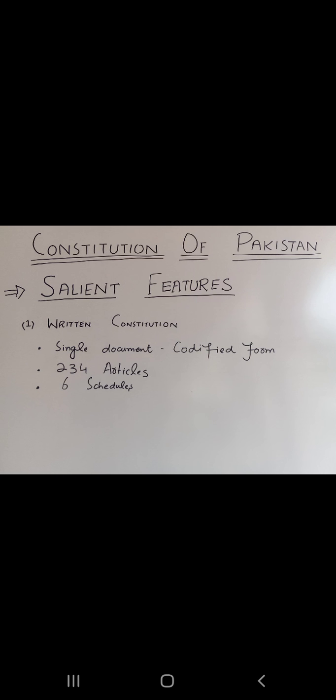First of all, it's a written constitution. By written constitution, I mean that it has a single document, it is in codified form. The Constitution of Pakistan 1956 consisted of 234 articles and 6 schedules.